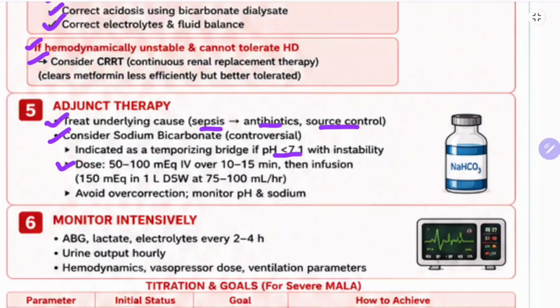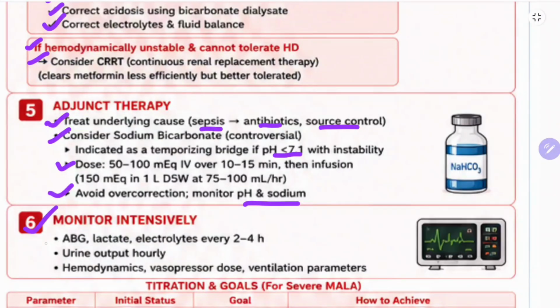Dose is 50 to 100 milliequivalents IV over 10 to 15 minutes. Then infusion as 150 milliequivalents in 1 liter of 5% dextrose in water at 75 to 100 ml per hour. Avoid overcorrection, monitor pH and sodium levels.